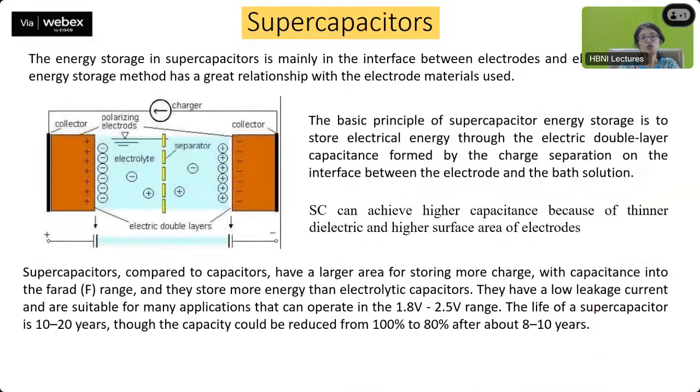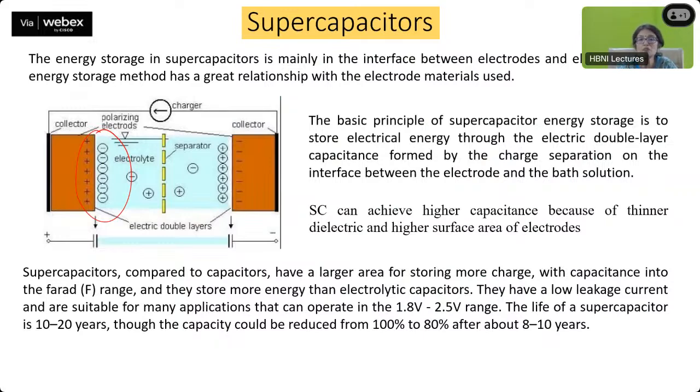So when we talk about supercapacitors, what do we mean? The energy storage in supercapacitors is mainly in the interface between the electrode and the electrolytes. As you can see, this entire thing between the electrode and the electrolyte. So this energy storage method has a great relationship with the electrode material you're using, obviously, because it is dependent on that interface region between the electrode and the electrolyte.